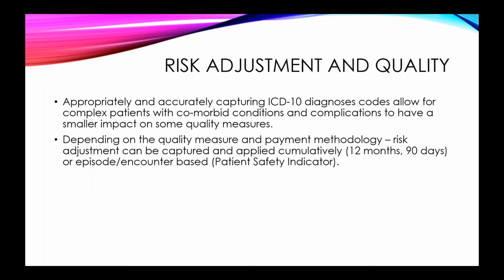So how do you tie risk adjustment and quality together? Well, when we appropriately and accurately capture ICD diagnosis codes, we allow for complex patients with comorbid conditions and complications to have a smaller impact on some quality measures. So depending on the quality measure and the payment methodology, so depending on what we're looking at, risk adjustment can be captured and applied cumulatively. So either at a 12-month period, 90 days, or just based on the episode or encounter-based risk adjustment.